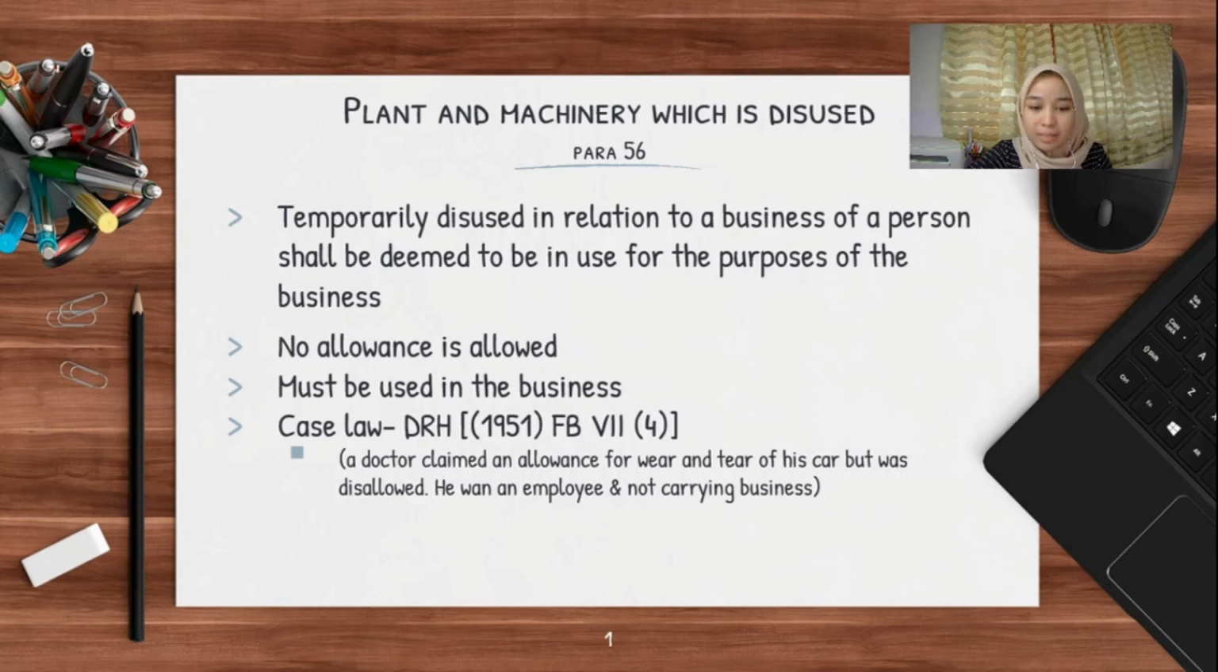It must be used in the business, obviously, and the related case is DRH 1951 FB V11. In that case, a doctor claimed an allowance for wear and tear of his car but it was disallowed. He is an employee and not carrying on a business. So that is the reason the claim is not allowed.